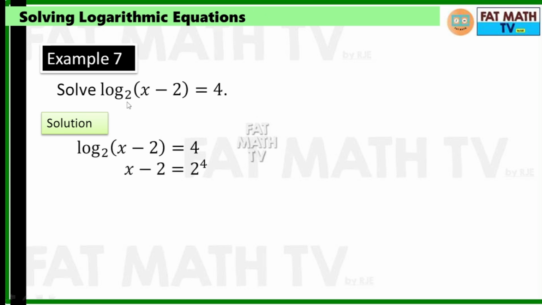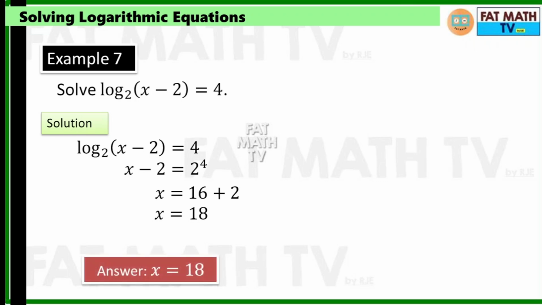The x minus 2 here will be the answer on one side, and then the base here is still the base, and the answer here will be the exponent. So 2 raised to 4 is 2 times 2 times 2 times 2, 16. And then you put negative 2 to the right, that will be positive 2. So x equals positive 18. If you substitute that to the original, you will have 18 minus 2 is 16. Logarithm of 16 to the base 2 is indeed 4. So the answer is x equals 18.